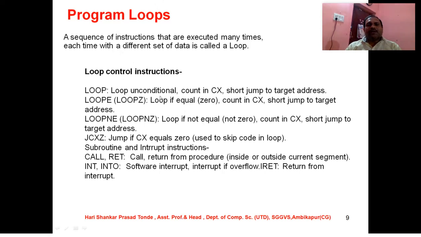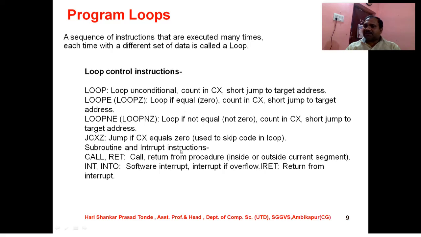Loop: unconditional, count in CX, short jump to target address. LOOPE means loop if equal, 0 count in CX, short jump to target address. LOOPNE, loop if not equal, count in CX, short jump to target address. JCXZ, jump if CX equals 0.